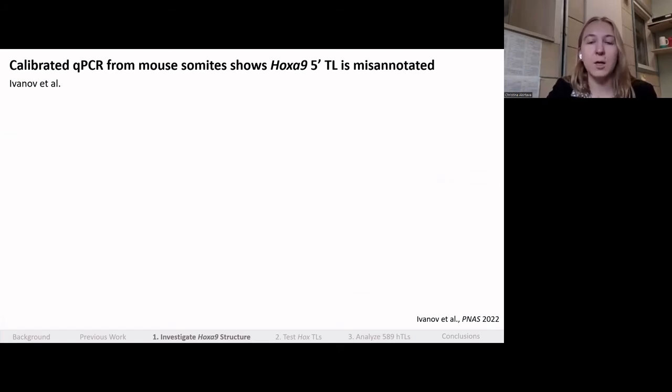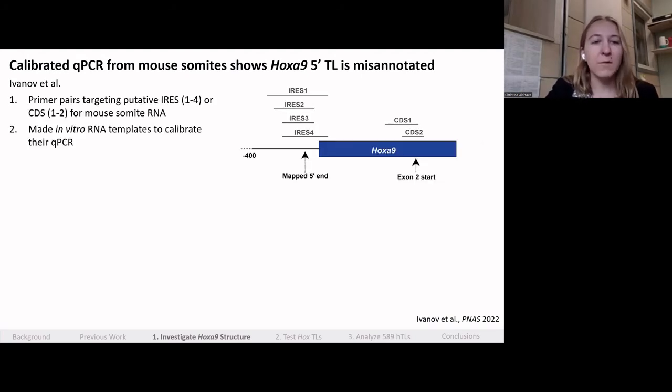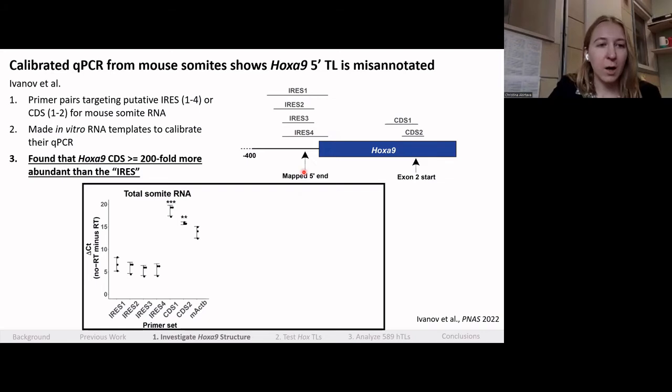So consistent with this, Ivanov et al. found that the HOXA9 transcript leader is also misannotated using qPCR. So Ivanov et al. used qPCR in mouse somite RNA to see if the proposed IRES sequence was actually amplified. To do this, they had primers at the putative IRES, and they also had primers of the coding region. And as a control, they also ran qPCR on a synthetic HOXA9 RNA, which contained the putative IRES sequence. So this is their data, their results from the qPCR, and they found that the IRES region was 200-fold less abundant than the coding region.